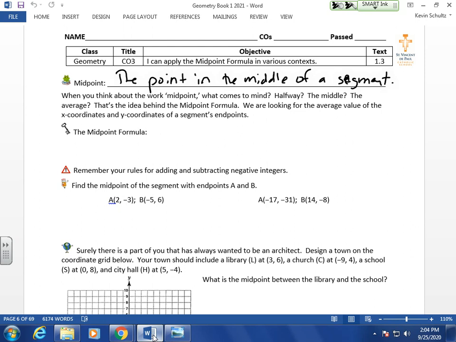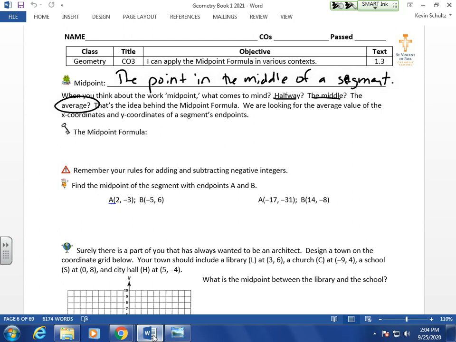Going back to what we know about segments and rays and lines, you can't have a midpoint of a ray. You can't have a midpoint of a line. The one argument to that might be the number line, 0 would be the middle, but you've got to be dealing with a segment here, a beginning and an end. Okay, and when we talk about midpoint, we're going to focus on, is it halfway? Is it the middle? We're going to focus on the average, because the average is the math behind the midpoint formula.